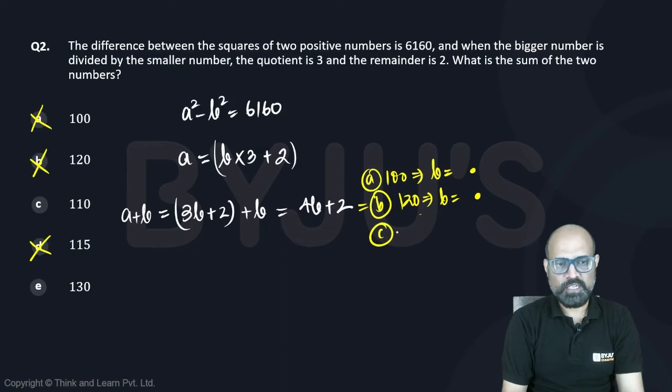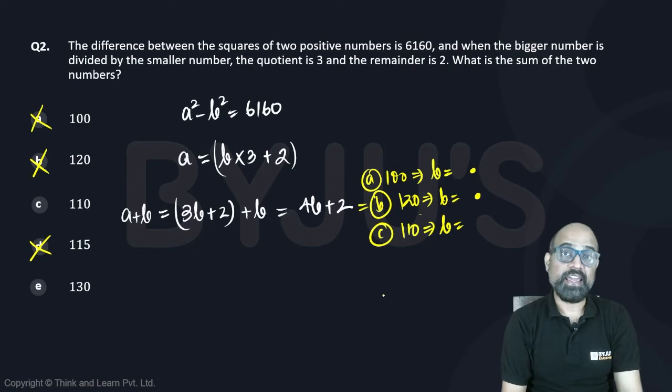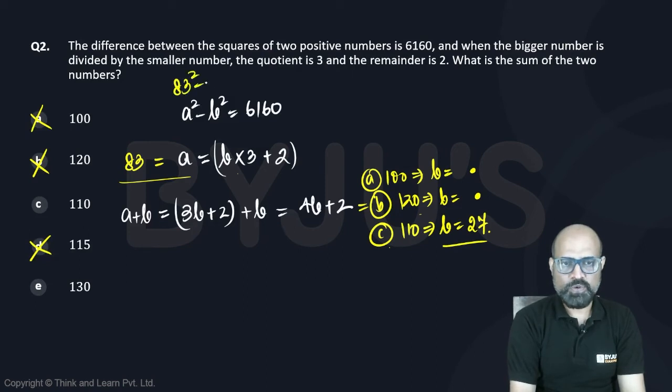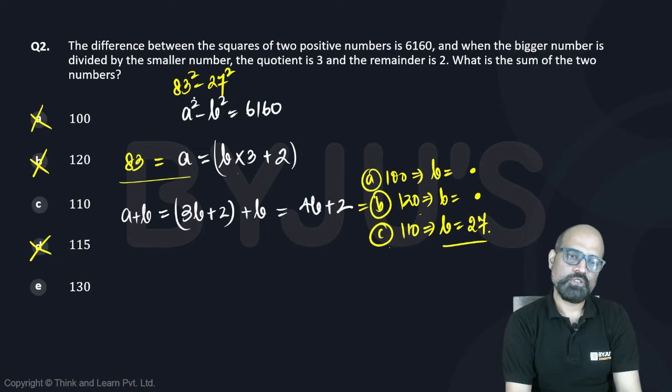Okay, option C. 4b plus 2 is equal to 110. That will give us b is equal to 108 by 4, which is going to give us 27. This makes sense. Now, if b is equal to 27, then a is going to be equal to 27 into 3 plus 2, which is going to be 83. So once we get the value of a and b, let's put it and just verify. So we will have 83 square minus 27 square. Will it end in 0? 3 square will end in 9, 7 square will end in 9, the difference will end in 0.